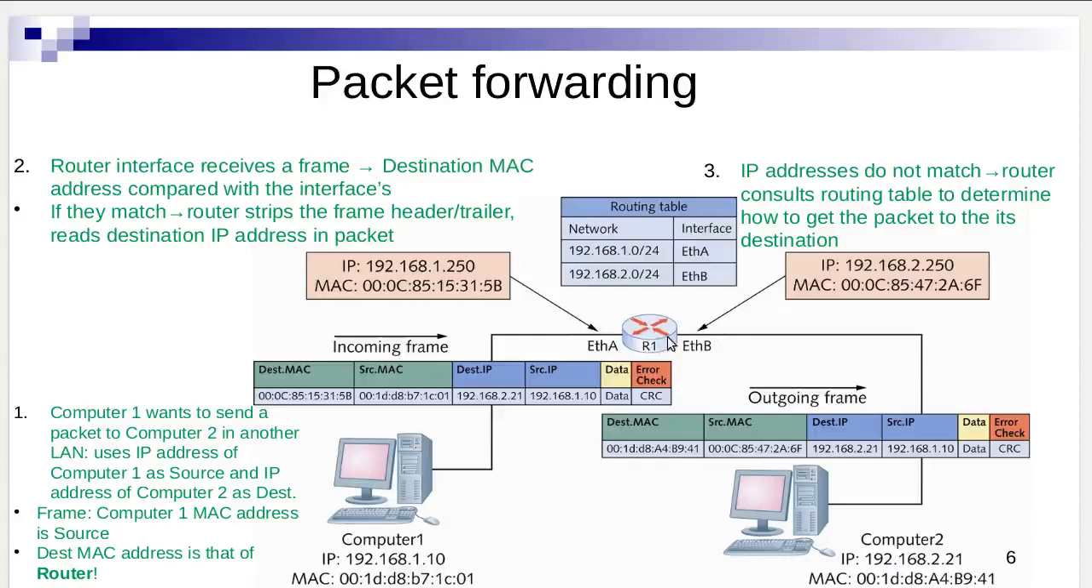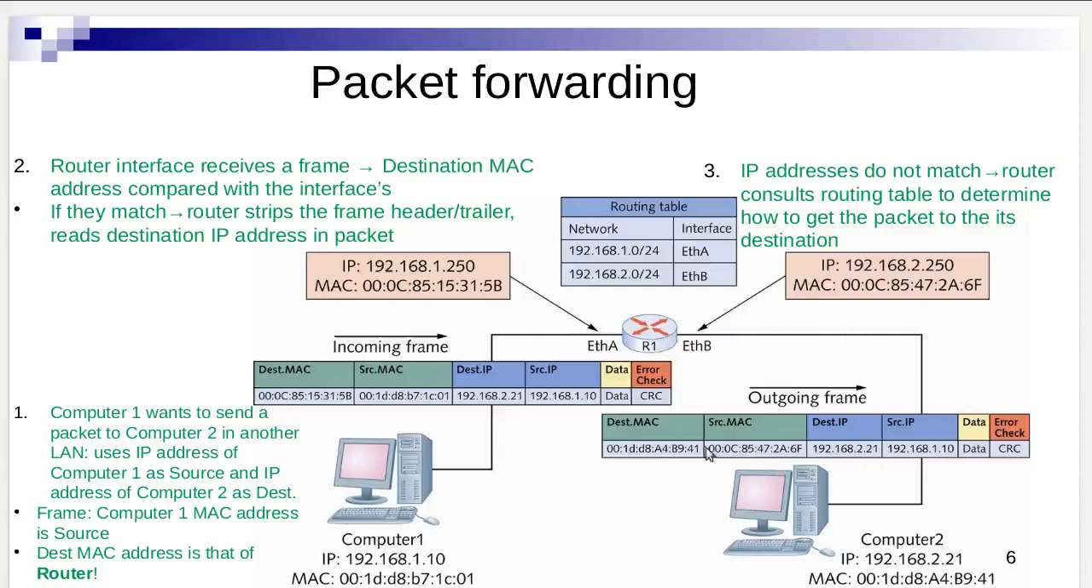Okay, so after all of this, what happens is a frame sent by computer 1 reaches the router. Router 1 discards the frame but keeps the packet, puts that packet into a new frame, and sends it out with a new destination MAC address of a LAN station in the second LAN. The source MAC address will be that of the Ethernet B interface.